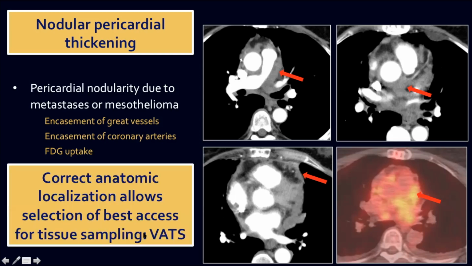So this distinction and accurate anatomic localization, being sure if this is pericardial thickening or confluent mediastinal adenopathy, is very important because it allows selection of the best access for tissue sampling. And in this case, it would be VATS or video assisted thoracoscopic surgery and not mediastinoscopy.